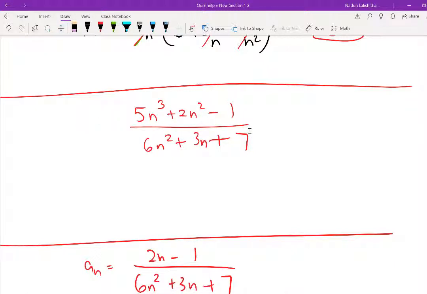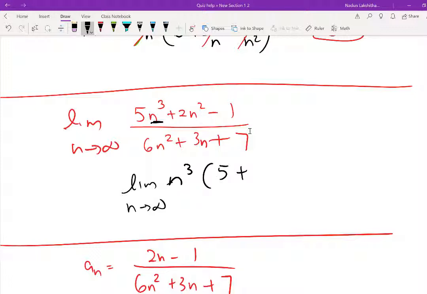Okay, let's find the limit. Now how do you find the limit? Again think about this. If you think about the numerator and denominator separately, numerator goes to infinity, denominator goes to infinity, again it's infinity over infinity, undefined, so we have to use that factoring technique. So what I'm going to do is factor out the highest power. In the numerator the highest power is n cube, so let's take n cube. So we have 5 plus 2n square over n cube is 2 over n minus 1 over n cube.